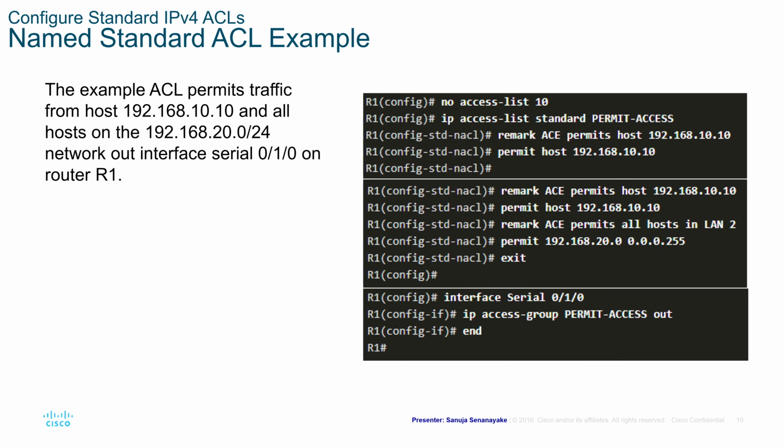Here is an example of a named standard ACL. In this example, the ACL permits traffic from host 192.168.10.10 and all hosts on the 192.168.20.0/24 network out interface serial 0/1/0 on router 1. In this case, we are going to do no access-list 10 because we are removing the access list we just created from the previous example.